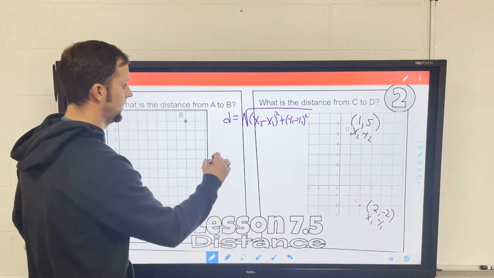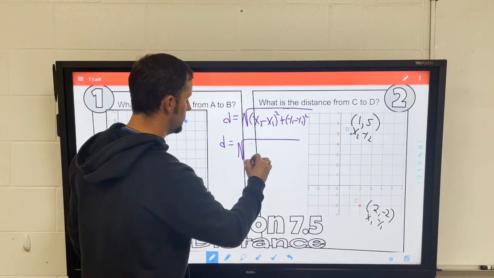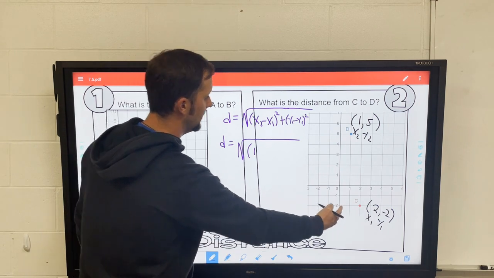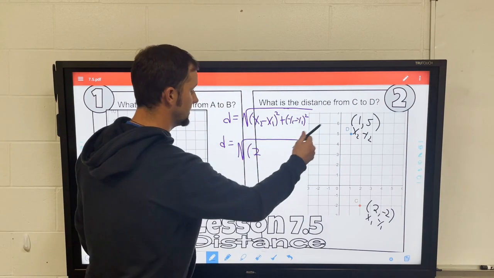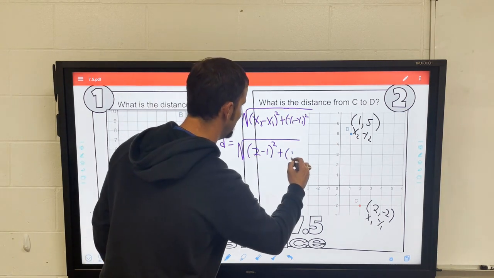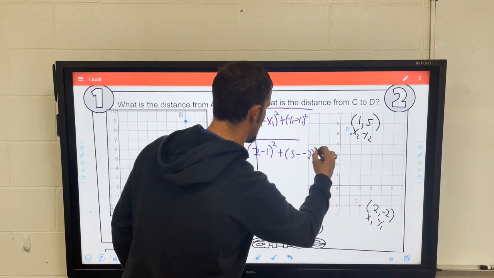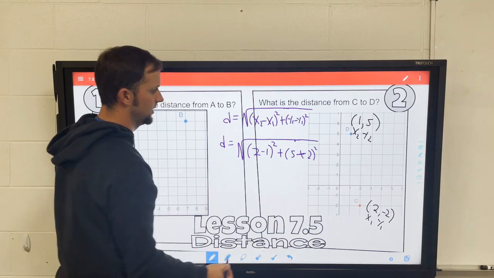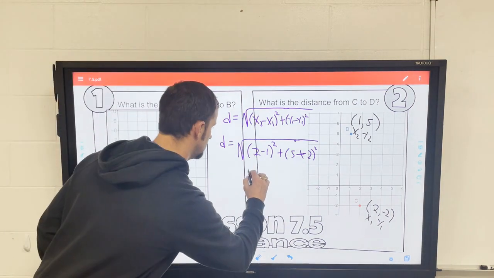So let's go ahead and plug this in. My distance is going to equal the square root of x2, which is 1, minus x1, which is 2, squared, plus y2, which is 5, minus y1, which is -2, squared. Now if you look, my double negative here is going to turn into a plus. So 2 minus 1 is going to end up giving me 1.